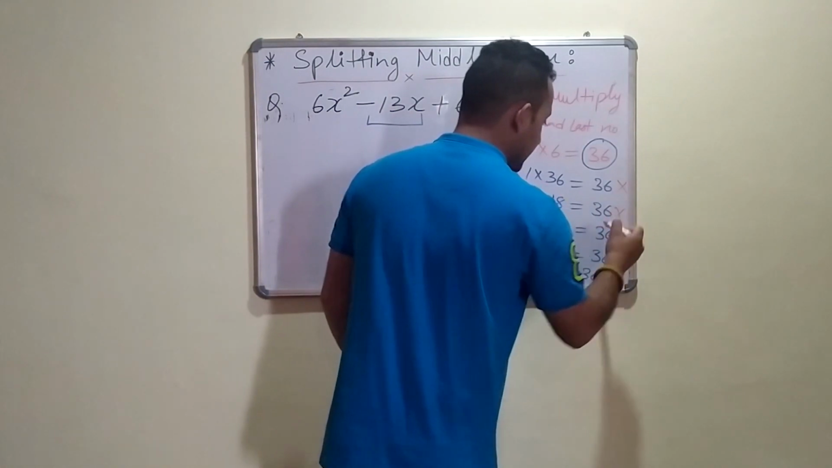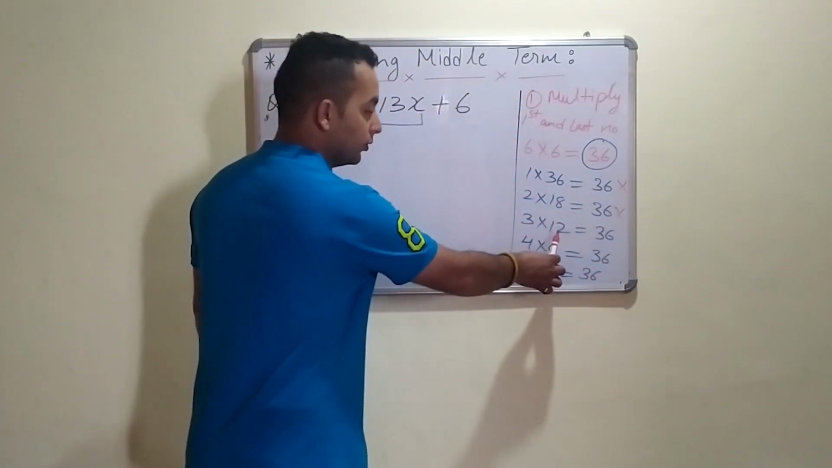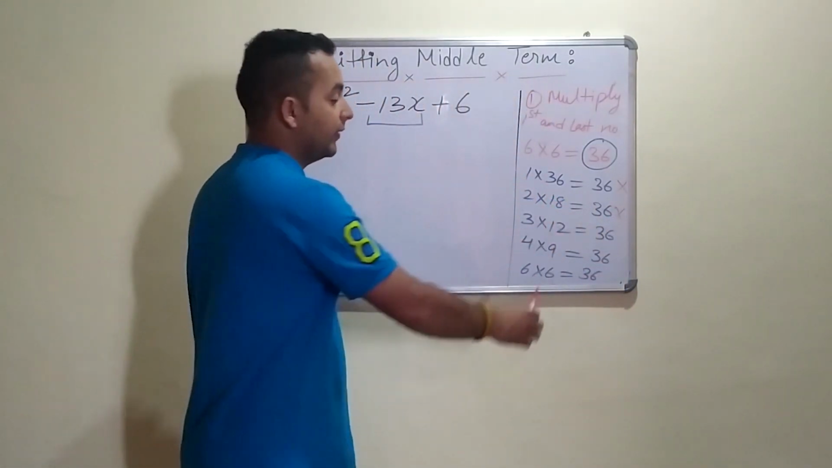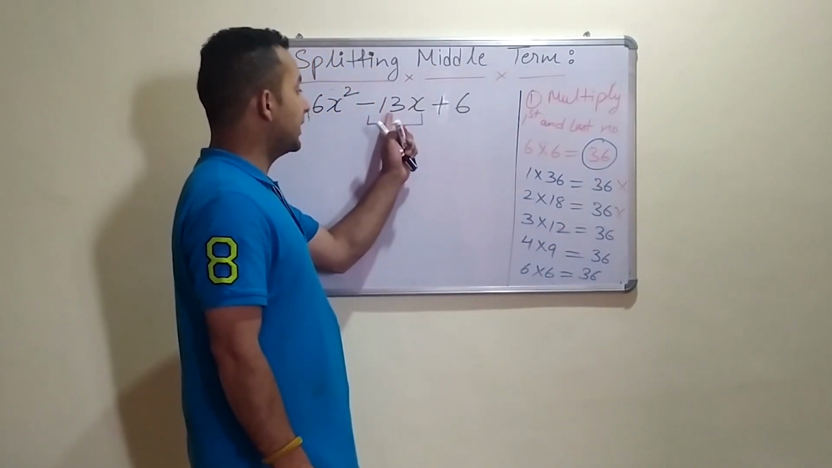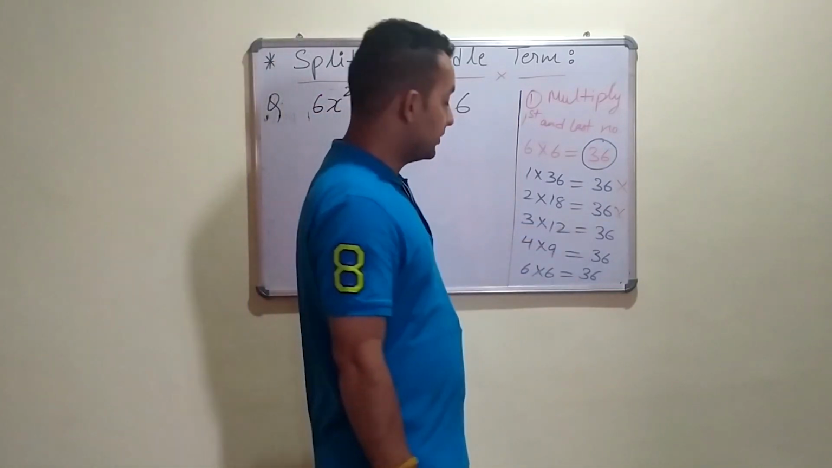Again, it doesn't make any sense. So third, we have 12 and 3. When we add 3 to 12, your result is 15. So again, you need negative 13x, so 15 doesn't make any sense.